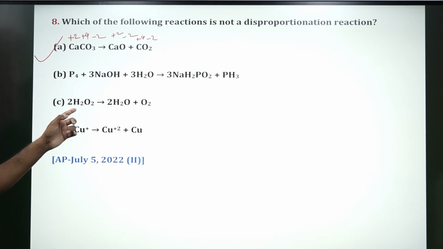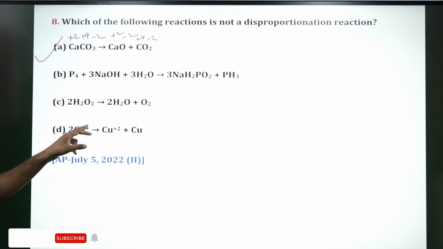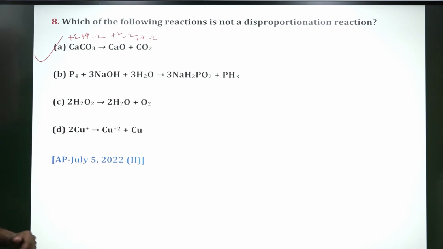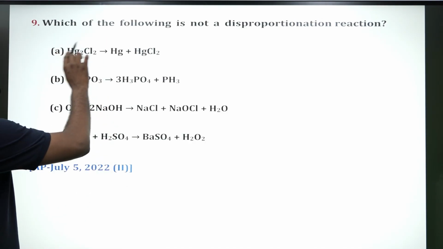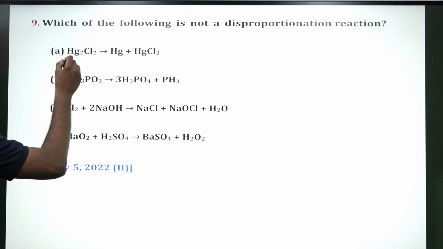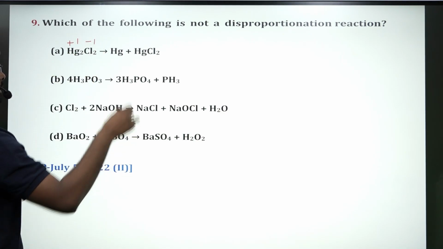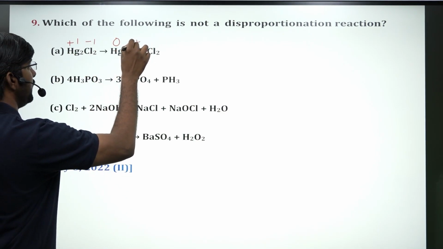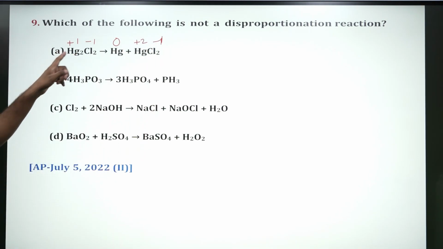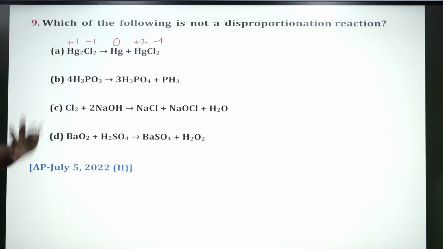Here similarly, this we already discussed. This reaction also we already discussed. See this, copper +1 to +2 oxidation, +1 to 0 reduction. So this is also a disproportionation. Next, which of the following is not a disproportionation reaction? So here, first one, mercurous chloride. Here mercury is in +1 oxidation state, chlorine -1, 0, here +2, here -1. See here, mercury is going +1 to 0 reduction, +1 to +2 oxidation. So it is a disproportionation reaction.